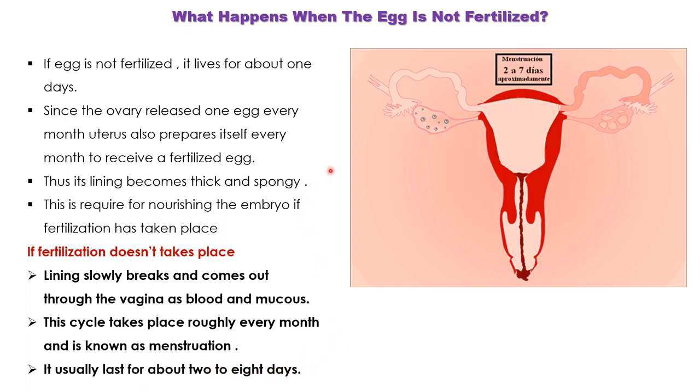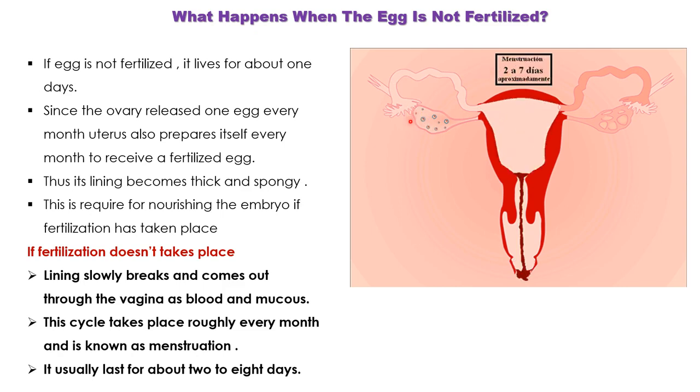Here I want to show you one thing. This is again an animation. You can see there is a release of ova from here. You can see the ova has been released, and this ova is not fertilized. So the ova and the uterus lining are coming out in the form of bleeding. But you can see here that they are showing different days, right?